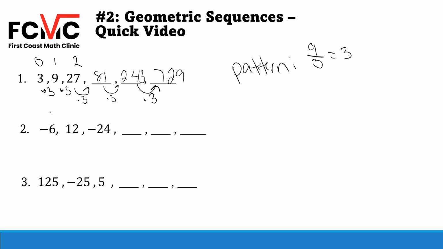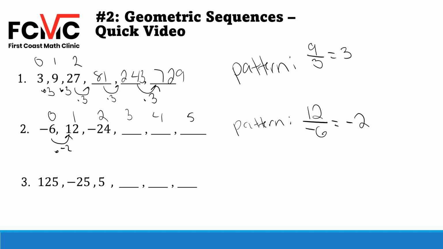Number 2, so again, 0th term, first term, second term, third, fourth, fifth. We go negative, positive, negative. So we know that our pattern here has to be a negative value because our sign switches, negative, positive, negative. So let's take our first term, divide it by our 0th term, and we get negative 2. So that's what we're multiplying by.